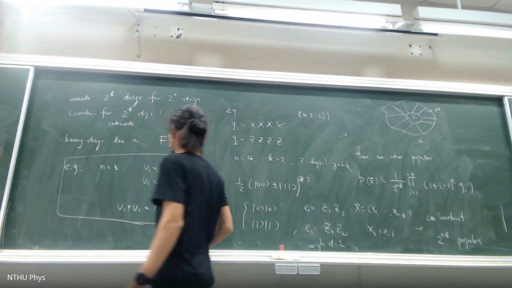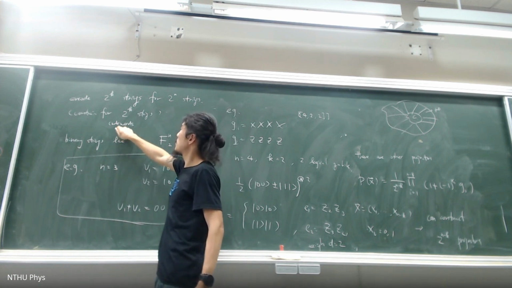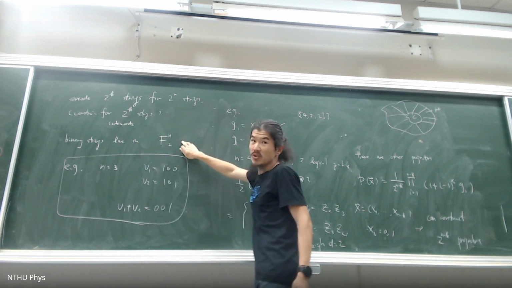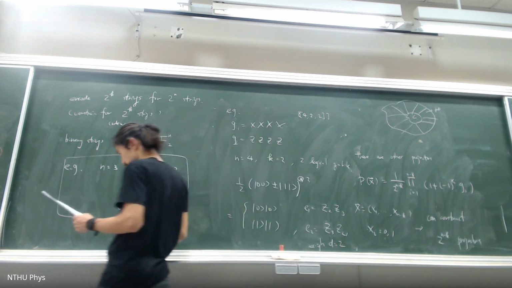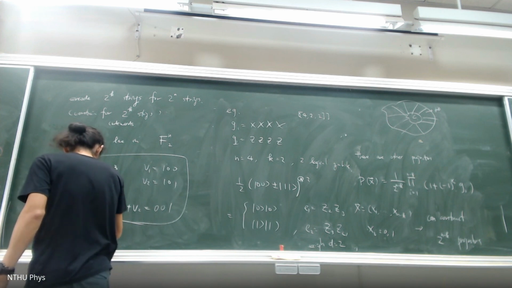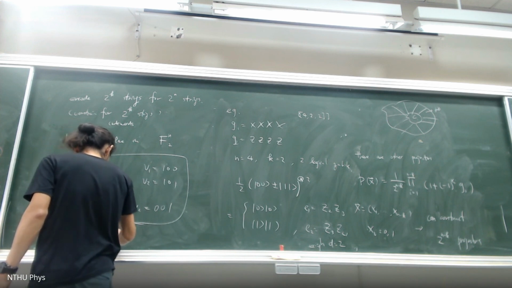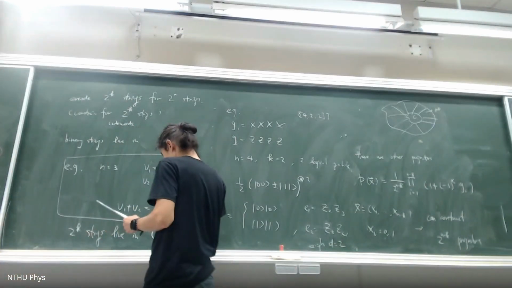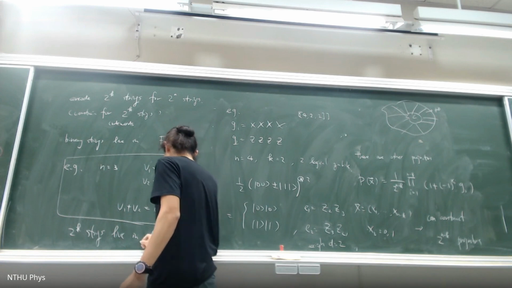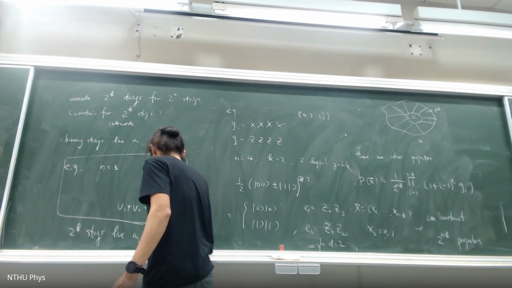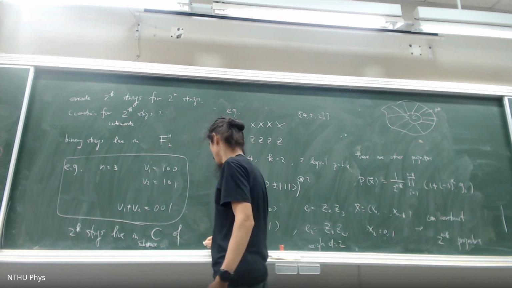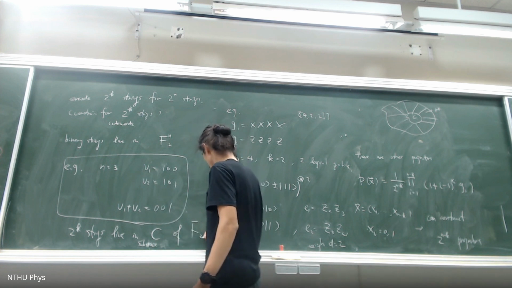With these structures, the code words, basically these 2^k strings, form a subspace of this F2^n, right? So the 2^k strings are a subspace C of F2^n.